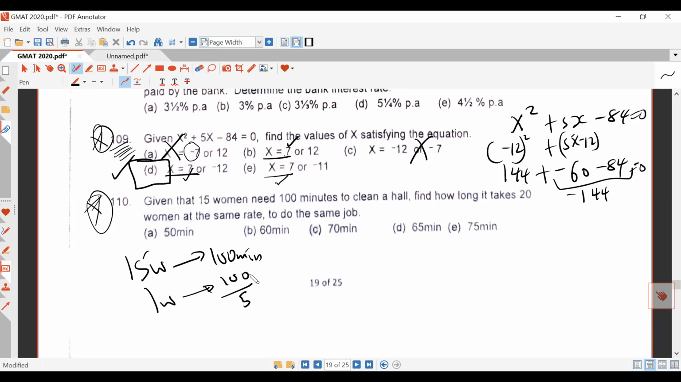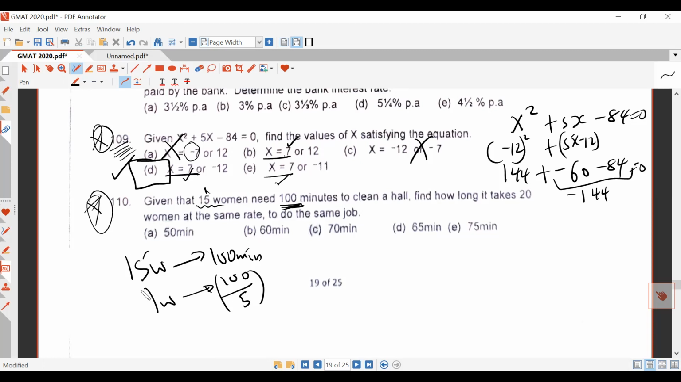100 over 15. Now, before you continue, let me cut you short. This is how it is supposed to be, ideally. But in reality, does it make sense that if 15 women take 100 minutes, one woman will take less than 100 minutes? No, one woman will take more. Yes, one woman must take more.